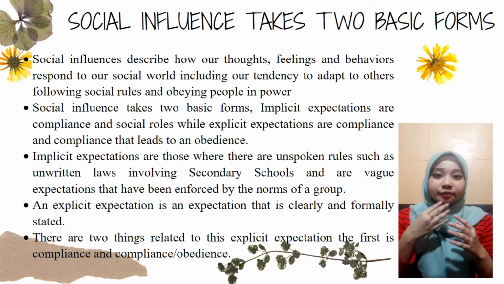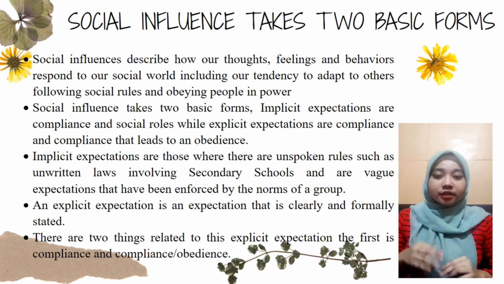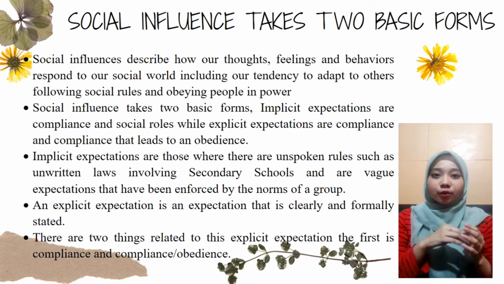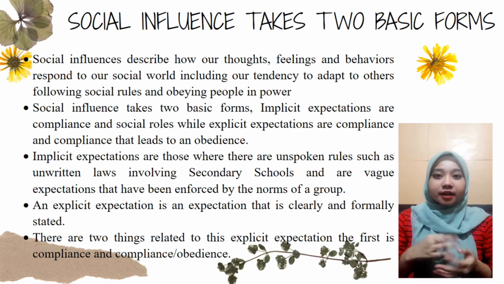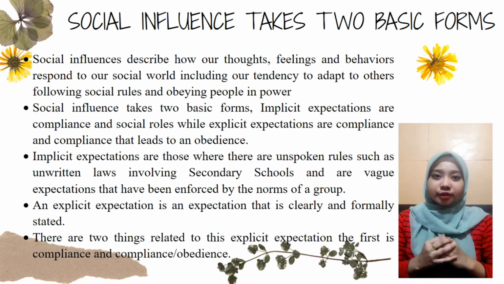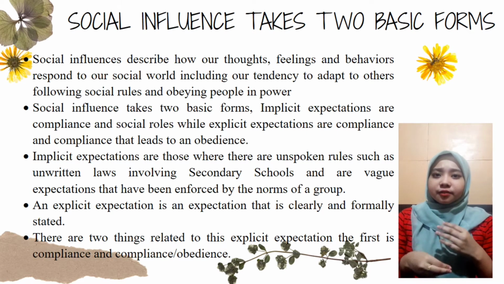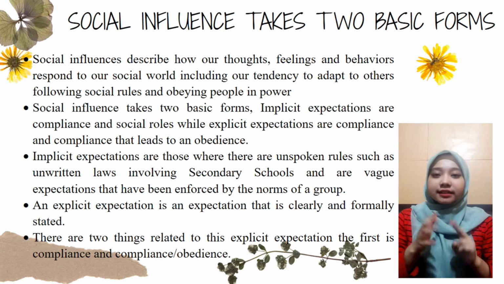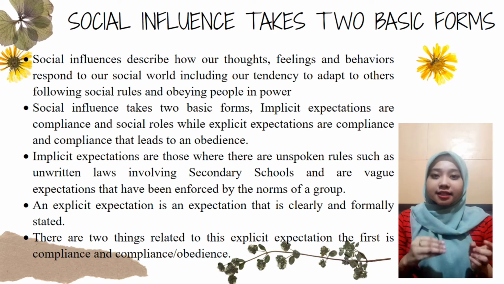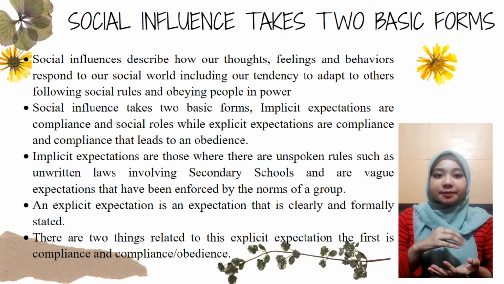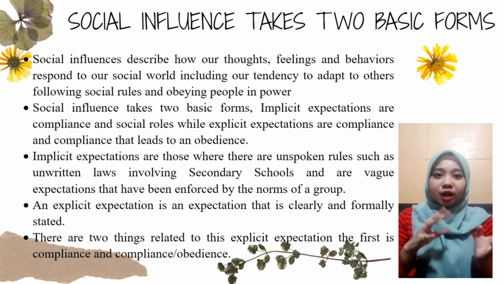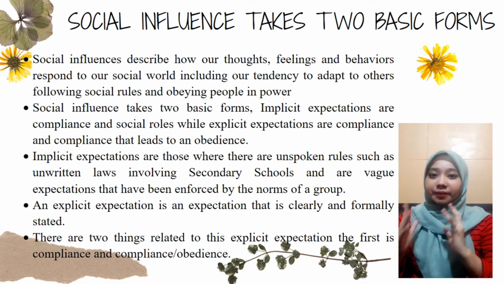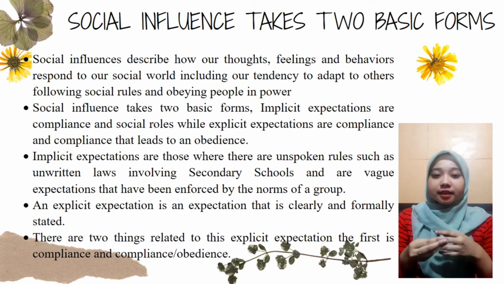Okay, social influence takes two basic forms. Social influence describes how our thoughts, feelings and behavior respond to our social world, including our tendency to adapt to order, following social rules and obeying people in power. Social influence takes two basic forms, namely implicit expectation and explicit expectation. Implicit expectations are compliance and social rules, while explicit expectations are compliance that leads to obedience.